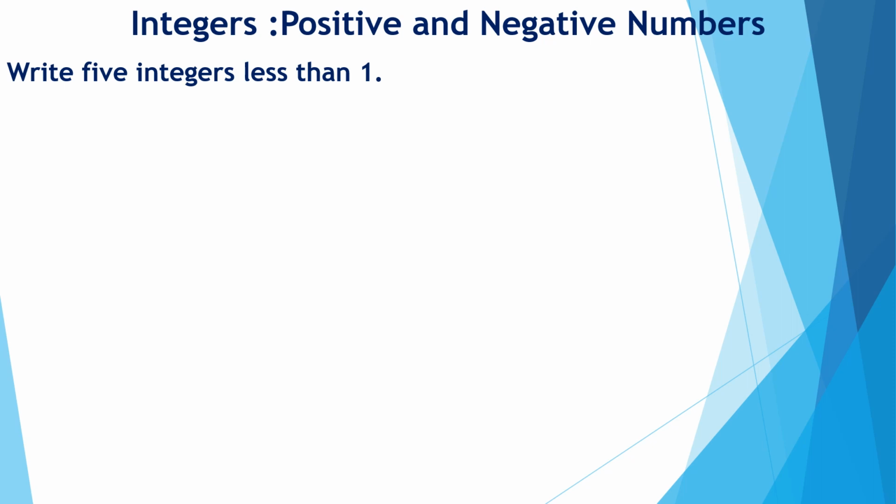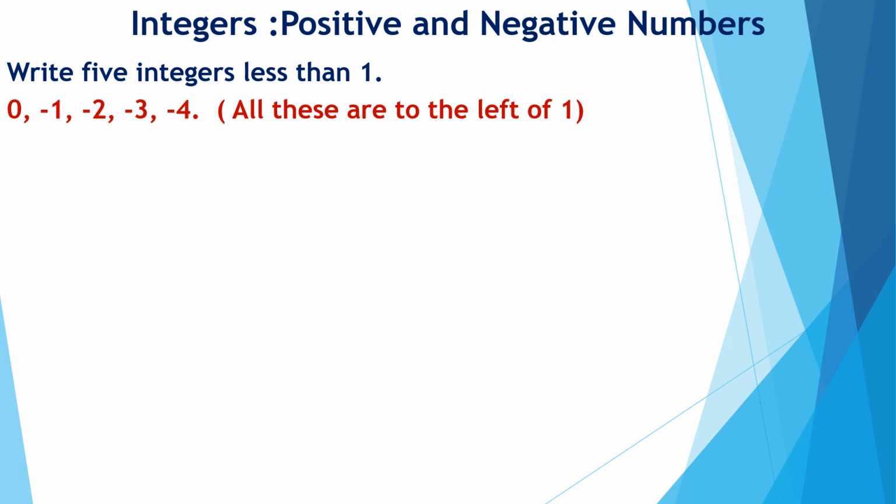Write 5 integers which are less than 1. Now we look at the number line and we move towards the left because all the integers which will be on the left of 1 will be less than 1. So 0, minus 1, minus 2, minus 3 and minus 4. All these are to the left of 1.